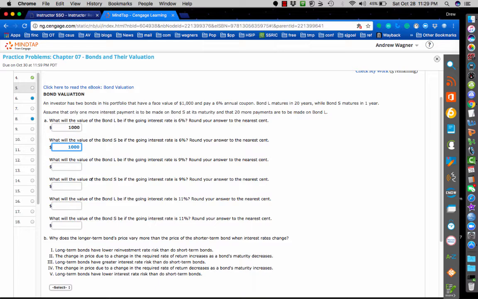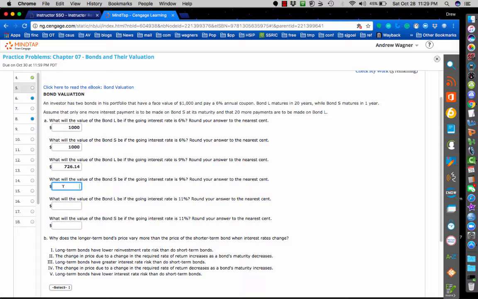And just as a common sense check, if the interest rate is 9% and the coupon rate is 6%, that means the coupon, $60, is less than the interest that's being charged. And so you should expect this bond to be selling for less than its par value. It is a discount bond. And when we do solve for present value, we end up with 726.14 rounded off.